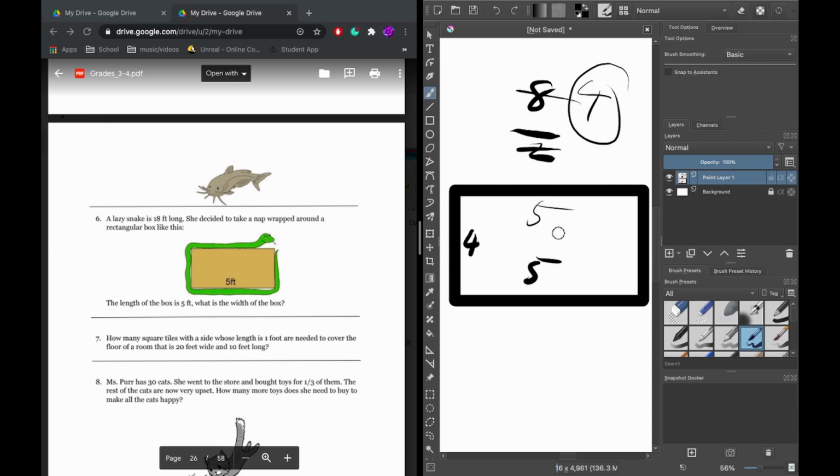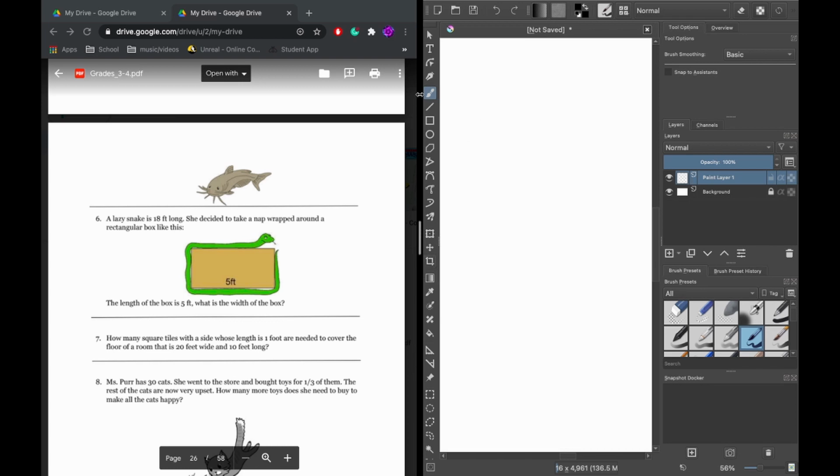Because 4 is right here and 4 is right here. And he's asking for the length, and so that means top to bottom. And that is 4. So the answer for number 6 is 4.